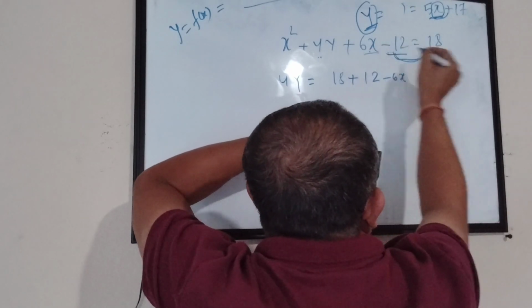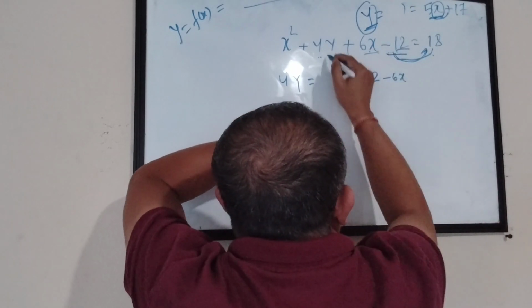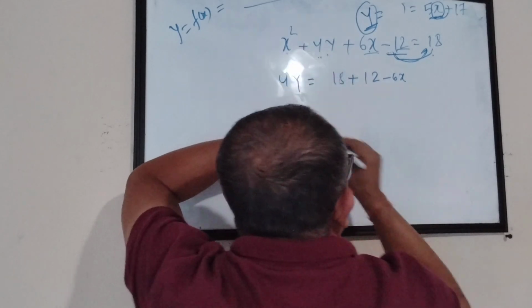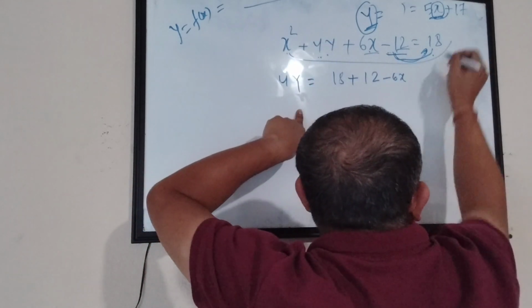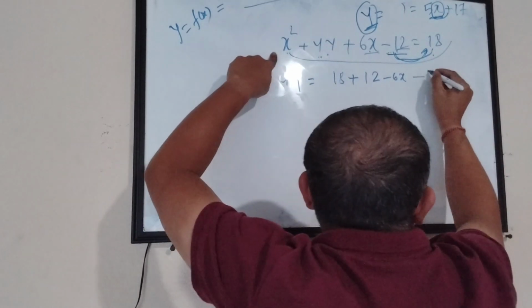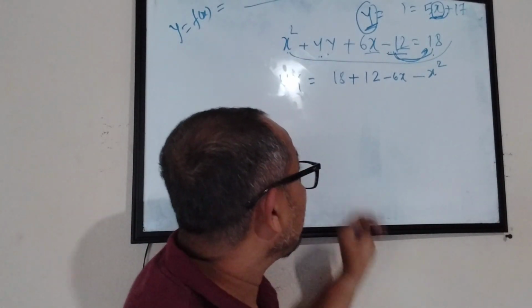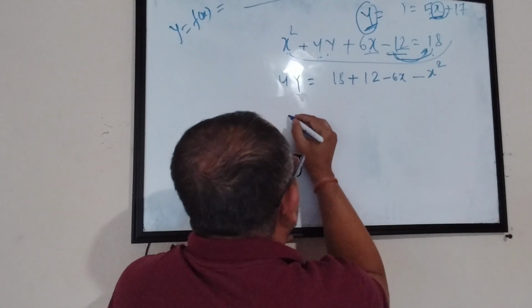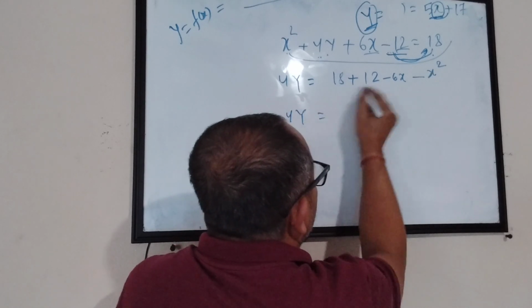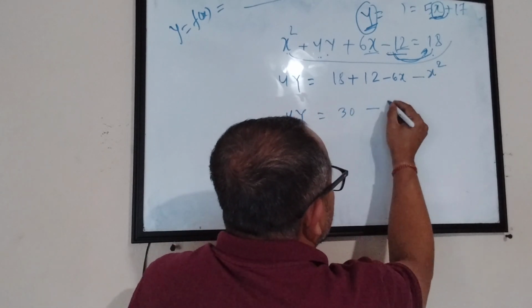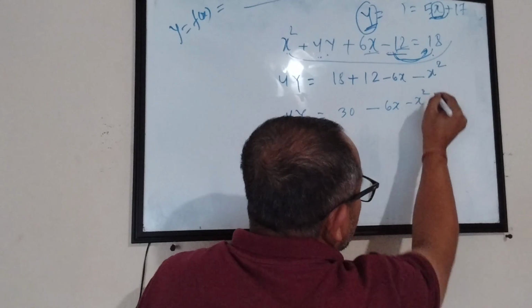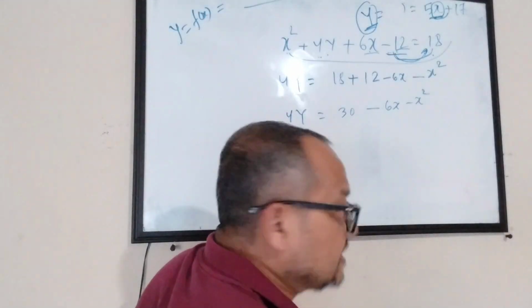Now this is done, this is done. This one I don't have to move. I have to move this. So x square moves this side. x square is positive, it becomes minus x square. So I got 4y equals this. Let's simplify. 4y equals 18 plus 12, which is 30, minus 6x minus x square. There is no simplification we can do, no addition or subtraction.